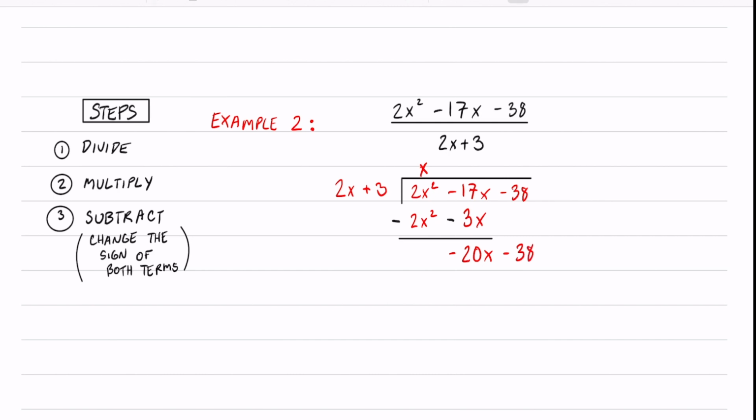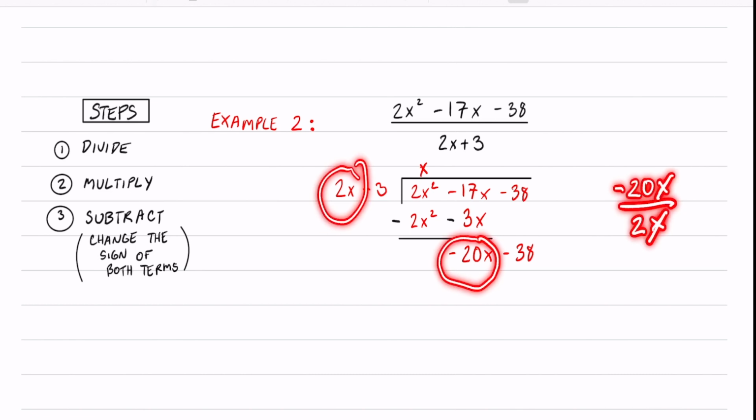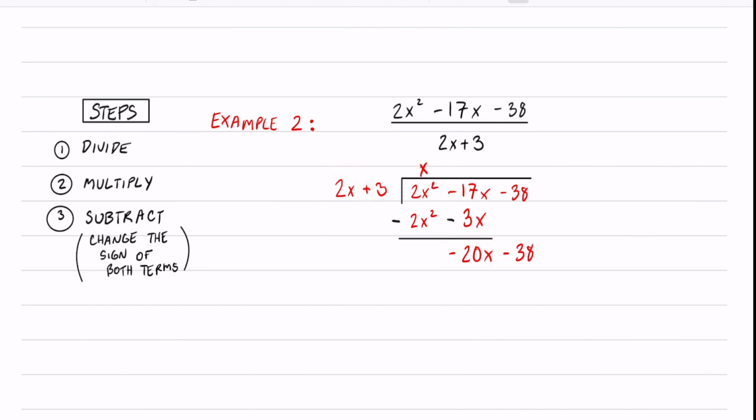You're gonna look at negative 20 first, divide it by 2. I'll do that again right here. Negative 20x divided by 2x. The x's cancel out. Negative 20 divided by 2 is just negative 10. That's what we're gonna put right here. And distribute. Distribute that result back into your divisor.